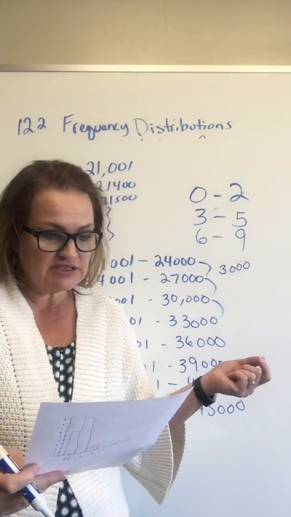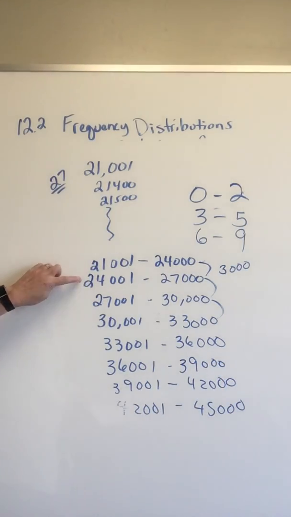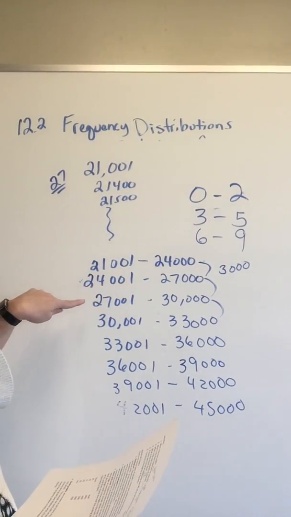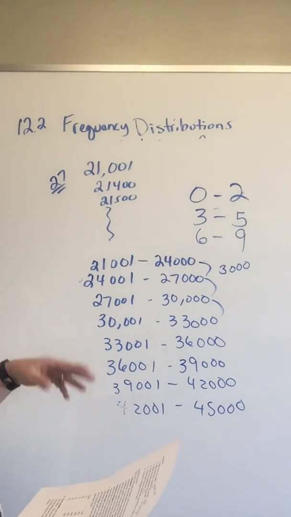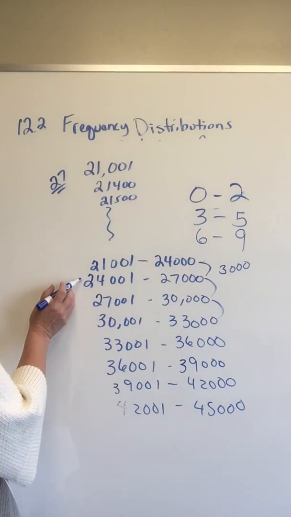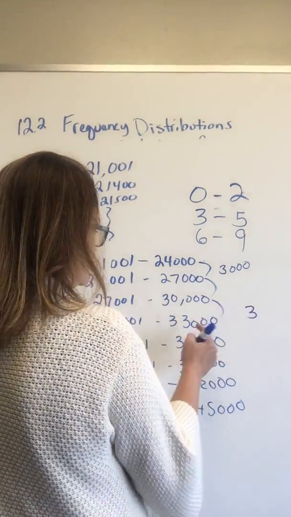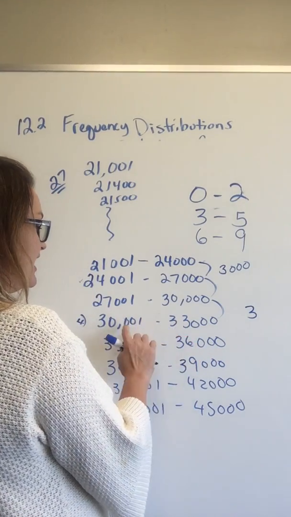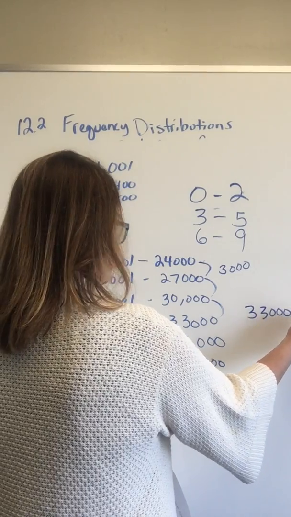The next question says, what is the lower class limit of class number 3? So we count 1, 2, 3. This would be our third class. And the lower limit, your answer there should be 27,001 for that answer. Question number 3, what's the class midpoint of number 4? So 1, 2, 3, 4, the fourth class. The midpoint, you would find the middle of that. So you need to add these two numbers together and half it to find the middle of that.